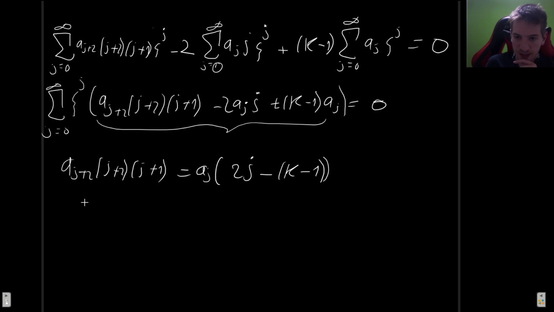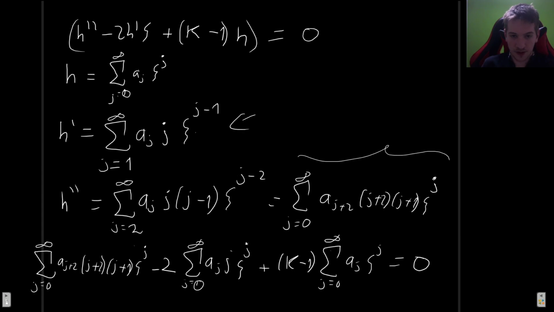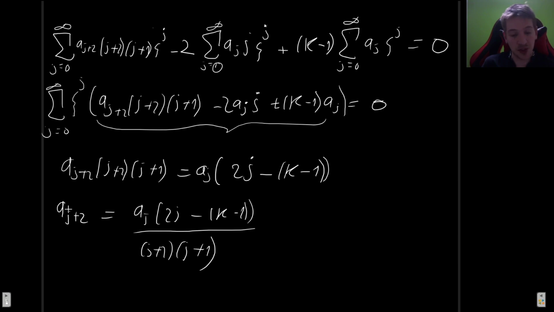There's a parenthesis missing. Okay, so here I get that a j plus 2 is equal to aj times 2j minus k minus 1 divided by j plus 2, j plus 1. Okay, so this is an extremely important result. This is the result of this power series solution, because this is now going to allow us to find every single term, every coefficient from this solution, right? We said h is just aj, and now we know what these aj's are. We have what is called a recursive formula for aj.